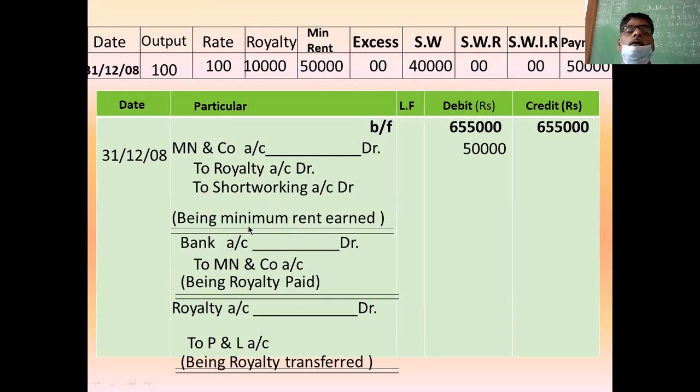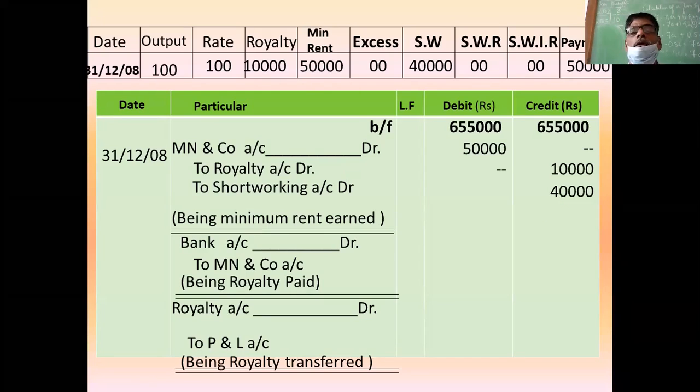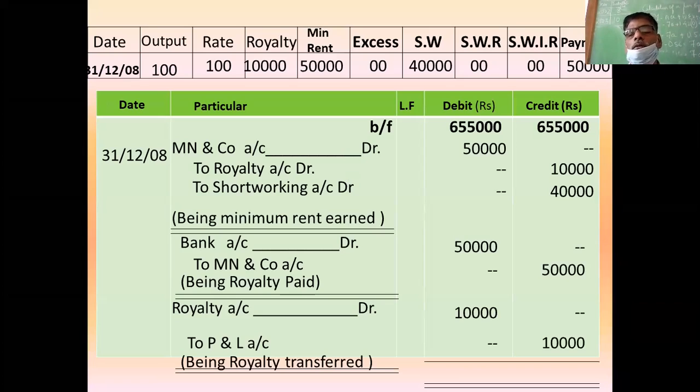You put the amount, 50,000 total. Out of that, 10,000 royalty, 40,000 short working. Total 50,000. Okay. Short working 40,000. Second year payment 50,000. 10,000 royalty goes to the P&L account. Then last is the total. Okay. Total. This is the last year. You write here as a total, not carry down, brought forward or carry forward. Don't write carry forward. You write a total. At the end, you have to write the total.